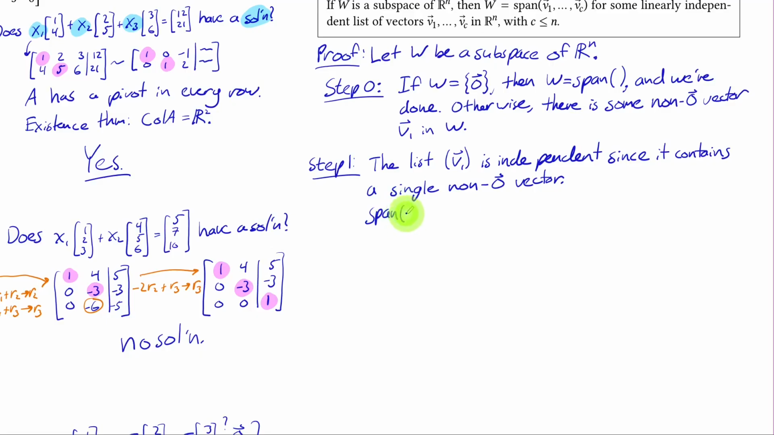We know the span of v1 is a subset of W. Everything in the span is also in W, since W is closed under scalar multiplication, because we assumed it's a subspace.